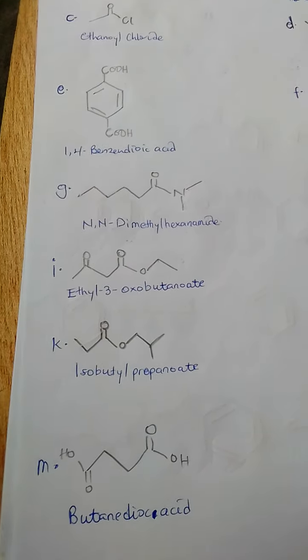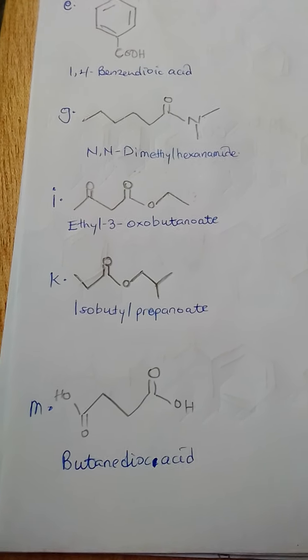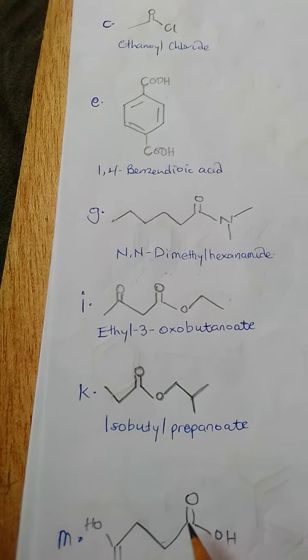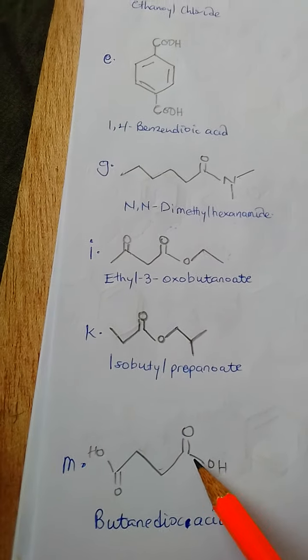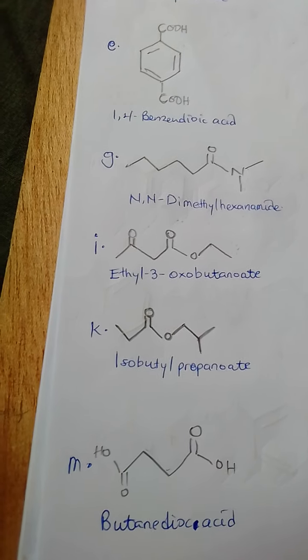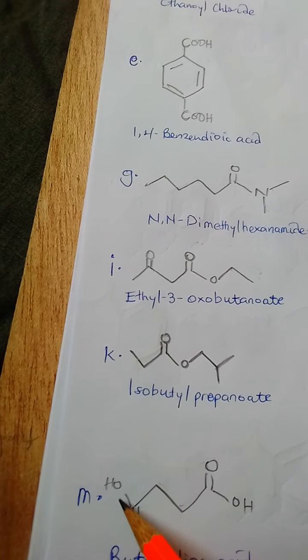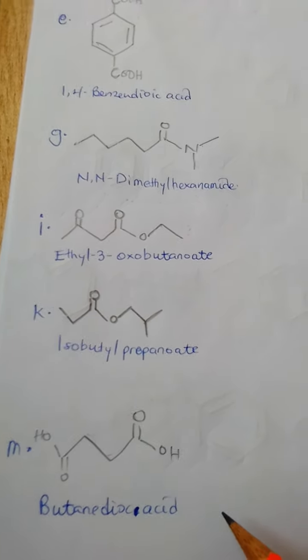Let's come here. You have butanedioic acid. So this one is a butanedioic acid. So 1, 2, 3, 4, 4 carbons, but just that it contains 2 carboxylic acid functionality, so it is called dioic acid. Let's take note.